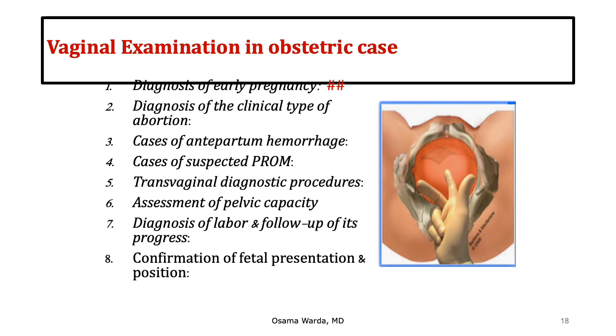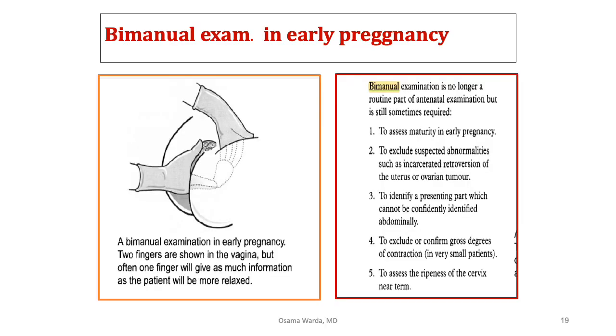We start with some of these indications. We start with bimanual examination for diagnosing early pregnancy, and this is not used in modern obstetrics. We diagnose the gestational age by evaluating bimanually the uterine size and softness, and this is a practice of the past.